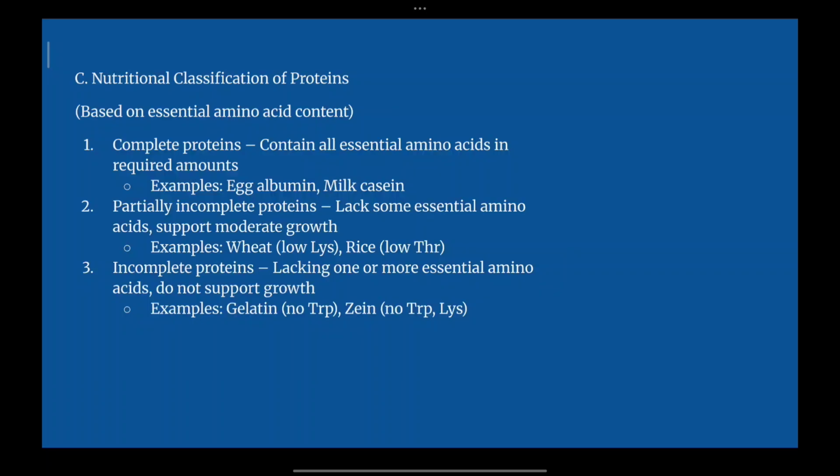The partially incomplete proteins lack some essential amino acid, but they support moderate growth. So these are not essentially required, but they can provide a certain amount of moderate growth to the body. Some examples of the proteins that we consume are wheat and rice, which have low lysine and low threonine amino acids. Now, incomplete proteins are lacking one or more essential amino acids and they do not support growth. Some examples are gelatin and zein. They have no tryptophan and lysine.